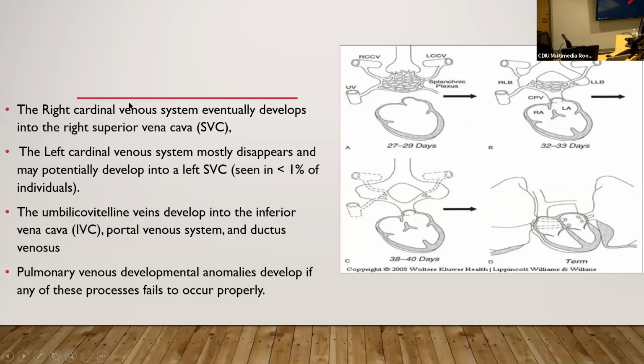So if you look at the diagram here, the right cardinal venous system eventually develops into the SVC. The left usually disappears, but you do know that in about 1% of the population, you do have a left SVC, whereby you have a double SVC. And then the umbilicovitelline vein, which is this one there, develops into the inferior vena cava, the portal venous system, and ductus venosus. So if at any point of the development certain processes fail to occur, then you get your abnormal pulmonary venous return.